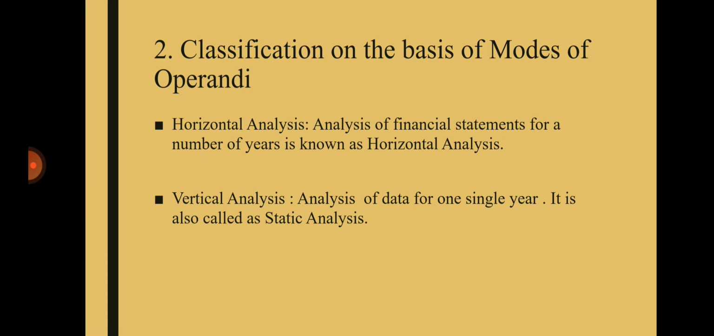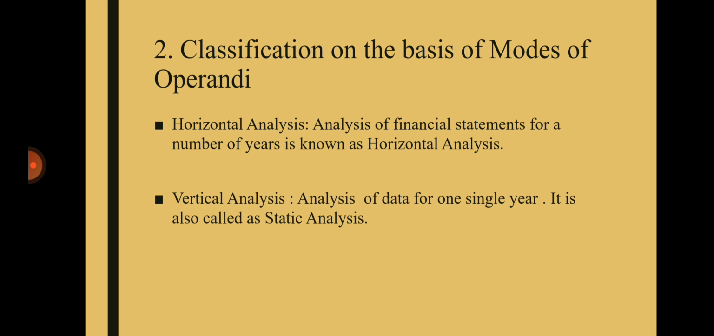Next one is classification on the basis of modus operandi or methods of operations. In that, the first one we have is horizontal analysis. Horizontal analysis means analysis for a number of years. Examples of horizontal analysis are comparative financial statements and trend analysis.